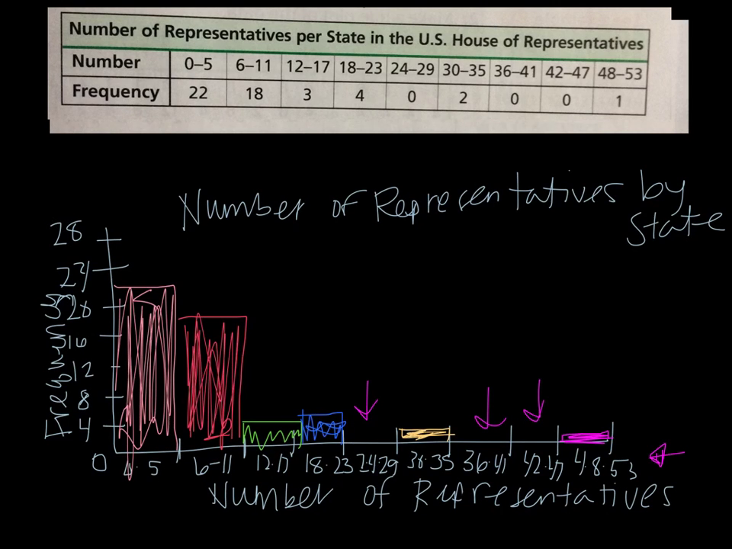So again, here are the intervals I chose for the bottom of my histogram. And then these were our frequency that we filled in along the side. So that's where I got all of this information to make my histogram.